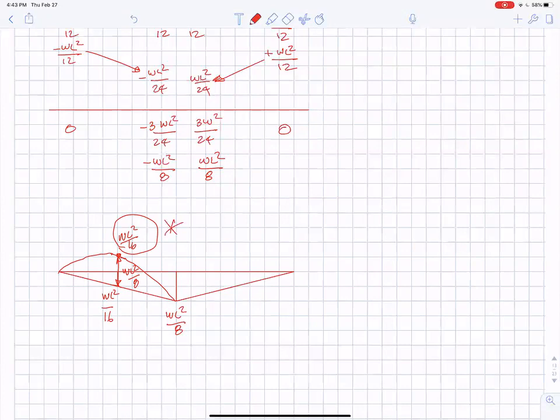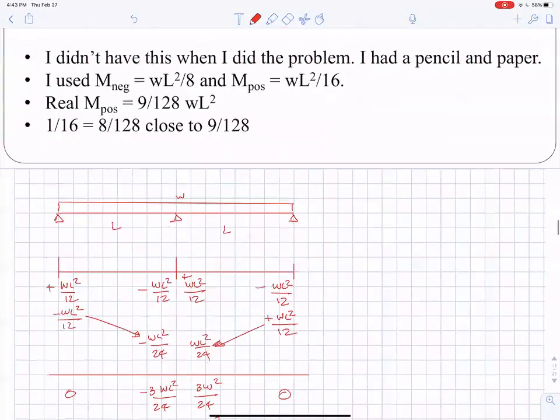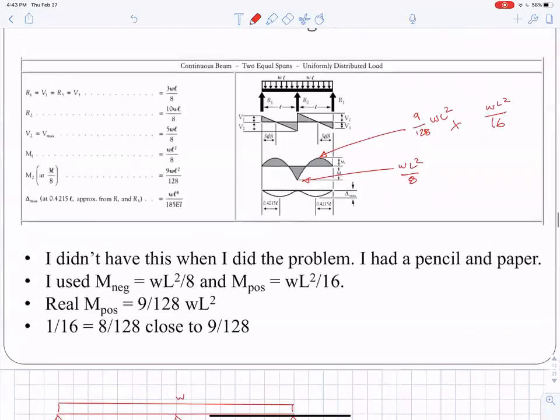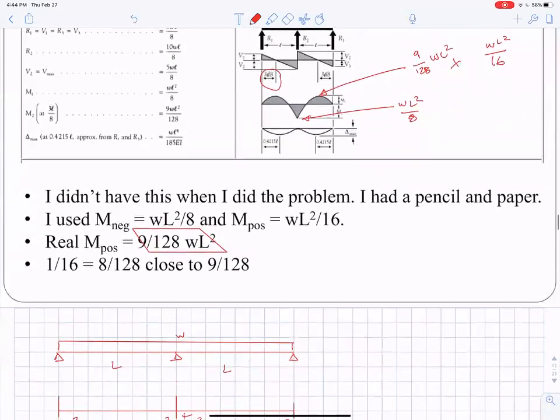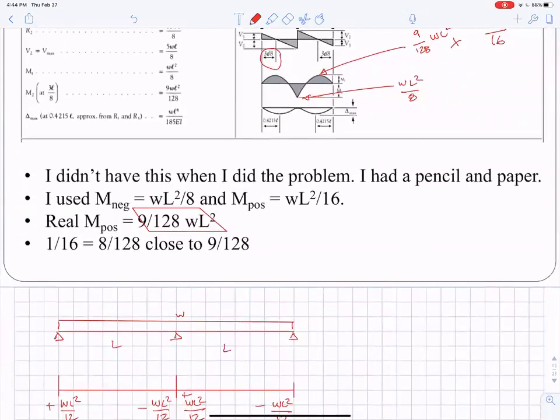The real moment was 9 over 128 WL squared, and it doesn't happen at the midspan. It happens at, I can't see that. This is too small for me. I think that's 3/8 L, not 4/8 L. But you know, 1/16 is 8 over 128. That's super close to 9 over 128.